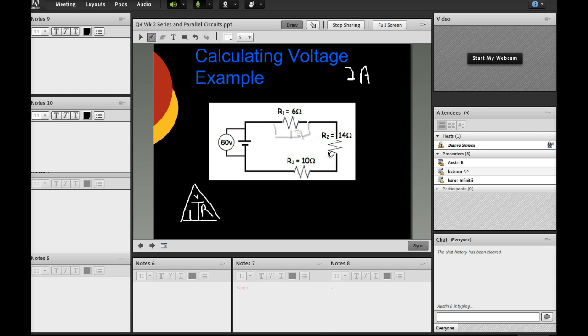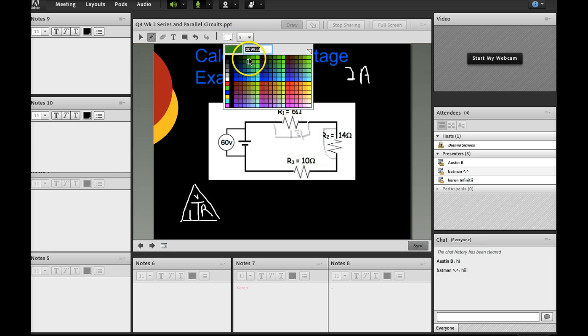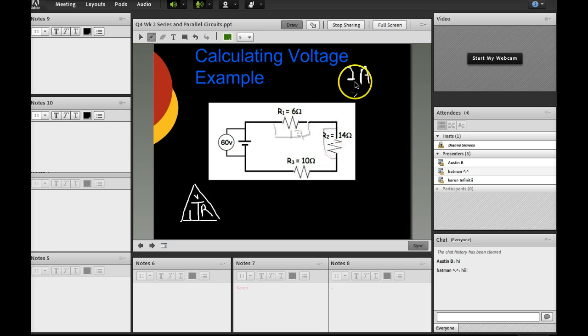What's going to happen is the voltage across each one of these resistors should add up to 60. Okay? So what is our voltage then across this second one? So we know that our current is 2. We know that our resistance is 14. So what? 28. The other one will be 20. And this one is going to be 20.